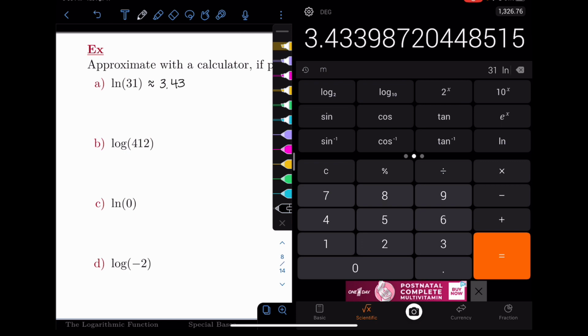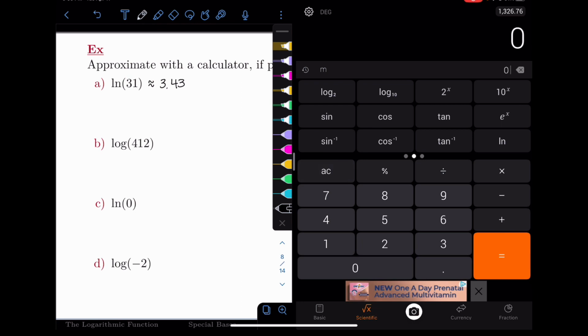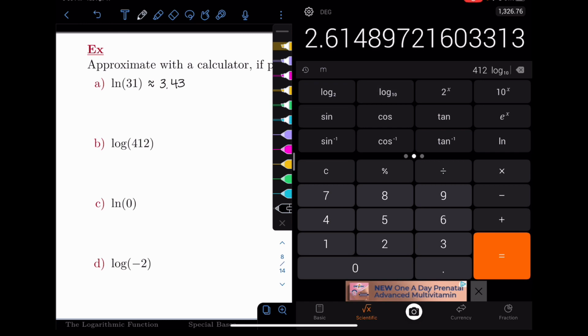Okay. If I want to do log of 412, I've got to do my inside first. Again, your calculator could be different, but log just means log base 10. So log of 412 is about 2.61.